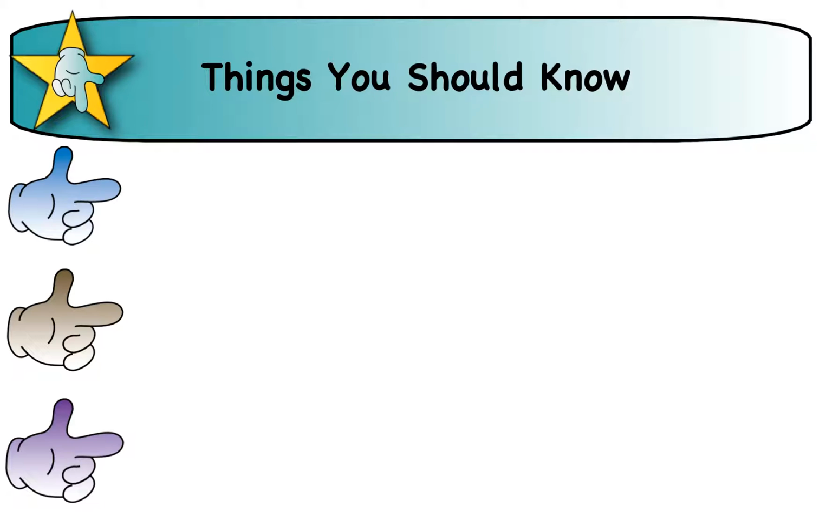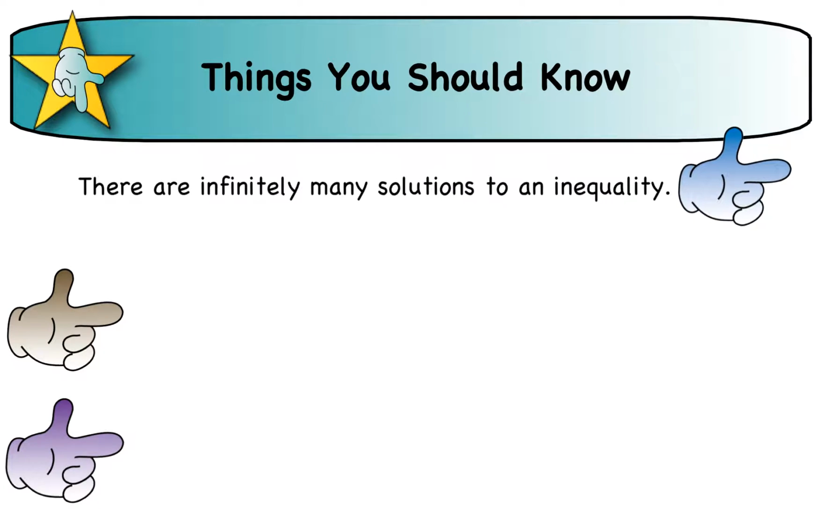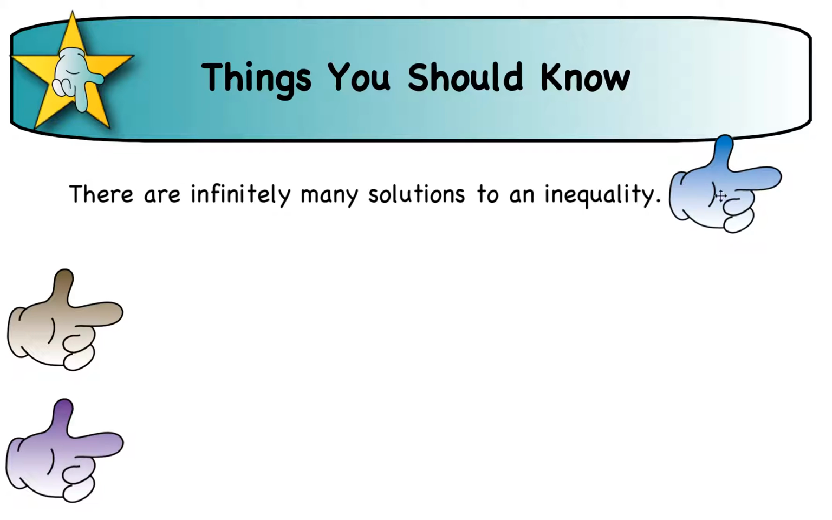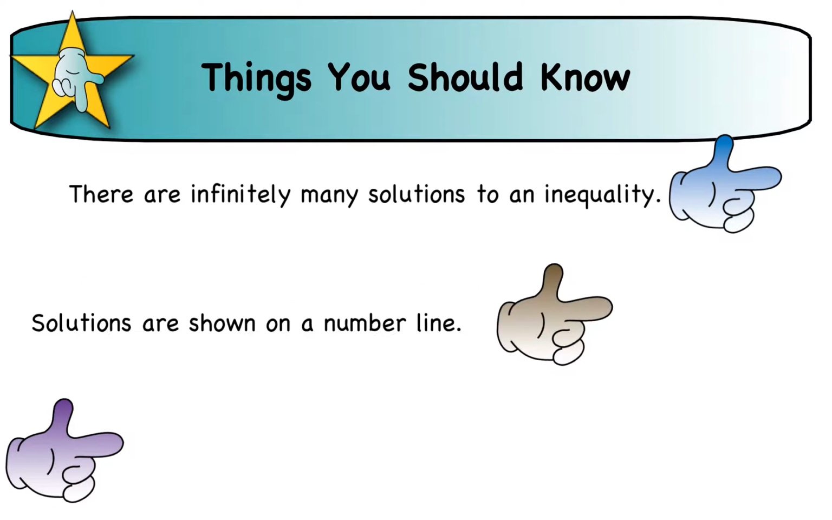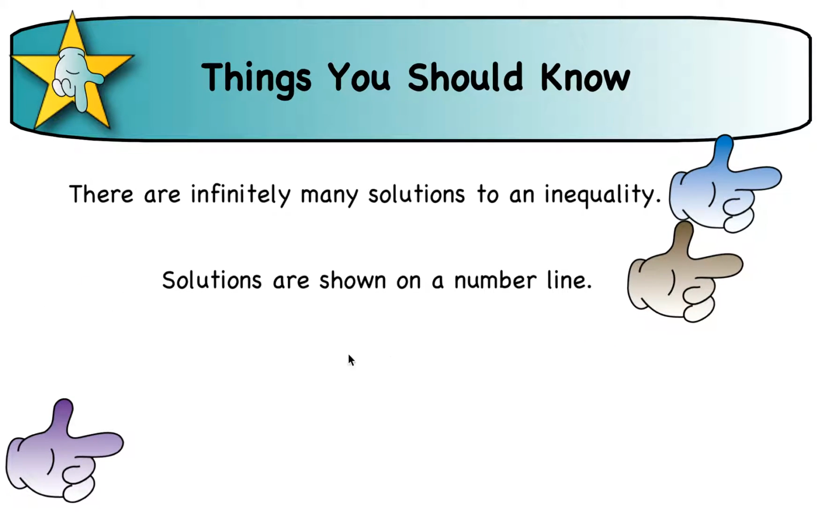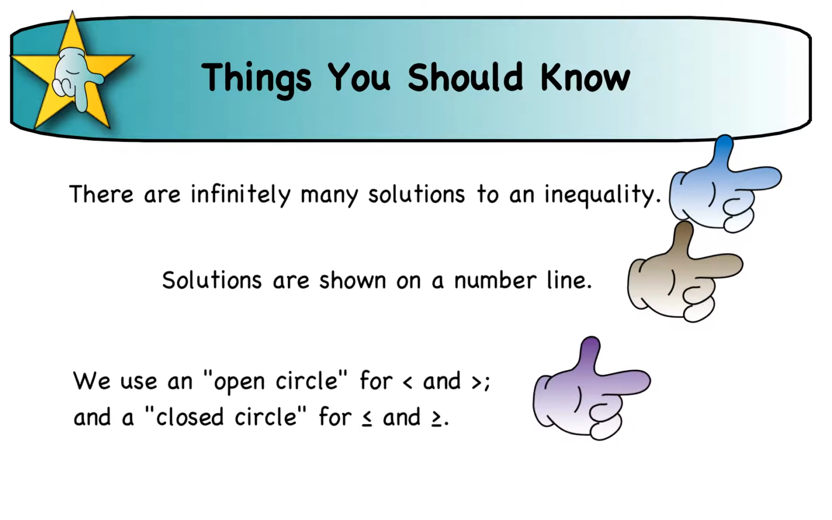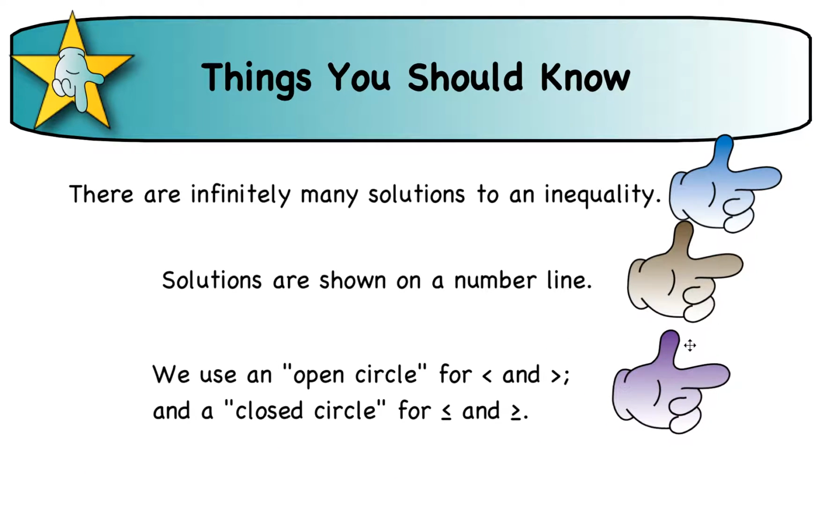So some things you should know. There are an infinite number of solutions to any inequality. Solutions are shown on a number line, and you'll see that when we look at some examples. And then greater than and less than have an open circle on their endpoints. And if we have less than or equal to or greater than or equal to, those have closed circles for their endpoints.